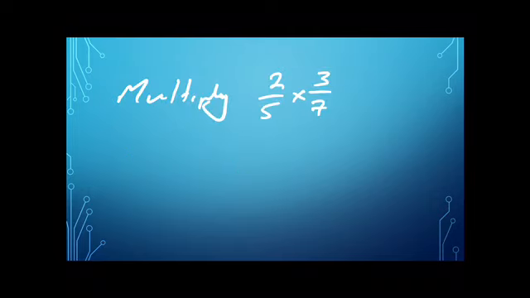So let's do the same again with this one. 2/5 times 3/7. 2 times 3 is 6, and 5 times 7 is 35.